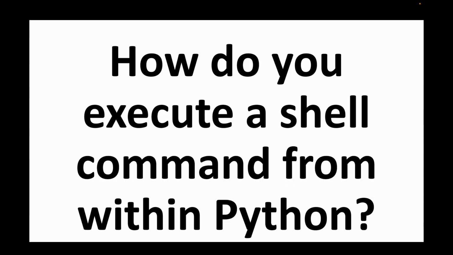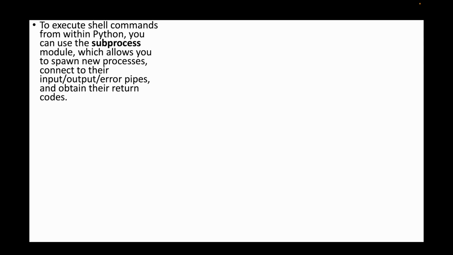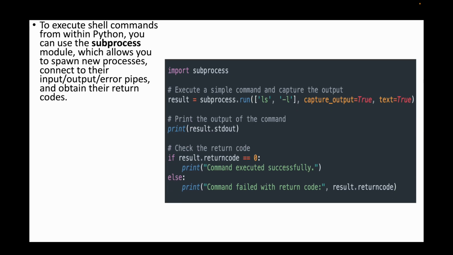The next question we have is, how do you execute a shell command from within a Python script? So whenever you want to execute any Linux commands, any shell commands from your Python script, you can make use of the subprocess module in your script. Now this module will allow you to spawn any new processes, connect to their input, output, or error pipes, and also obtain the return codes of that subprocess.